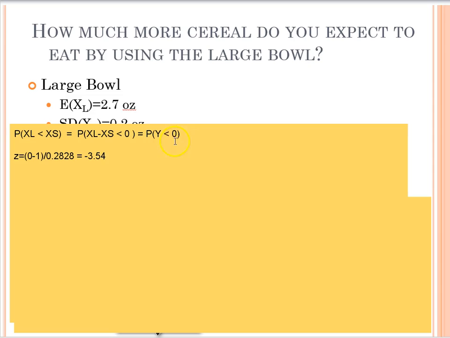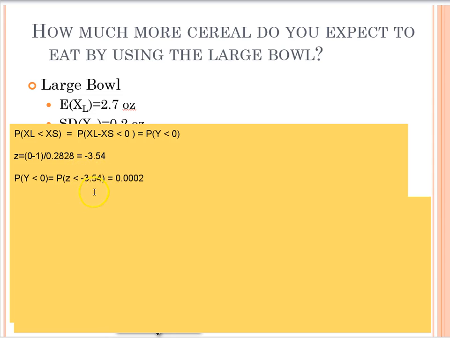So here, the difference is going to be 0, and we plug that into our first part of our z-score, subtract off the mean, so this is the expected difference of the two bowls, and divide then by the standard deviation. That's going to give us a z-score of -3.54. So we have our z-score, and we can relate that then back to the probability that we want to find. So the probability that the difference is less than 0 is the same as saying the probability of the z-score is less than -3.54.